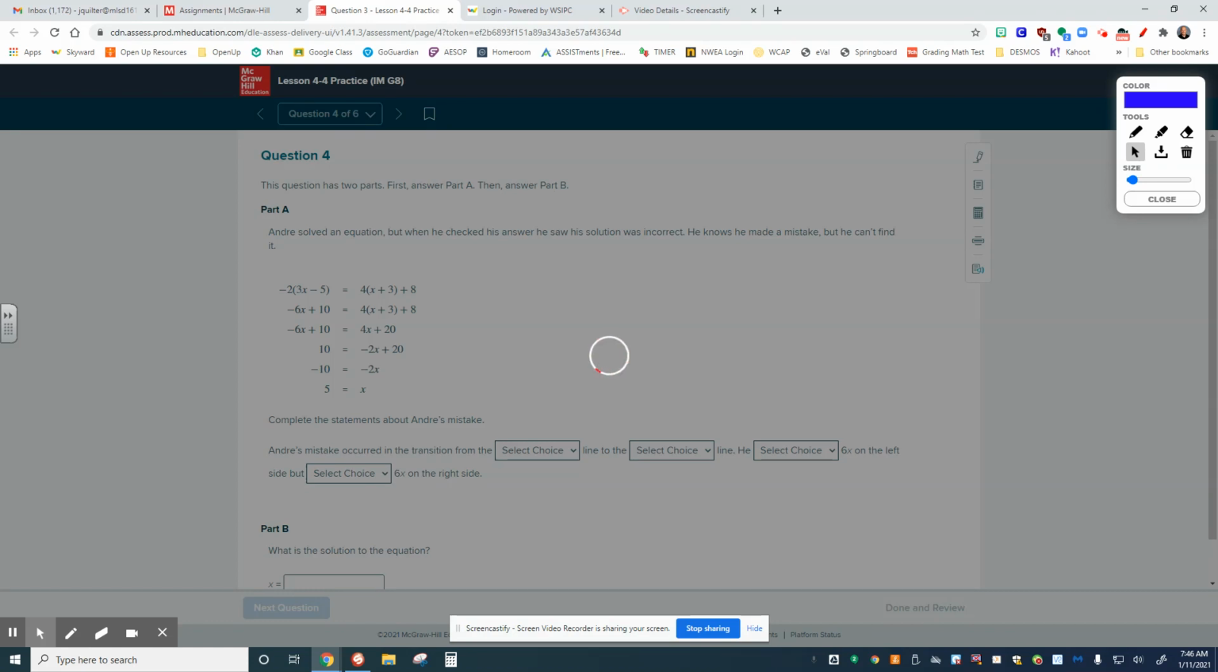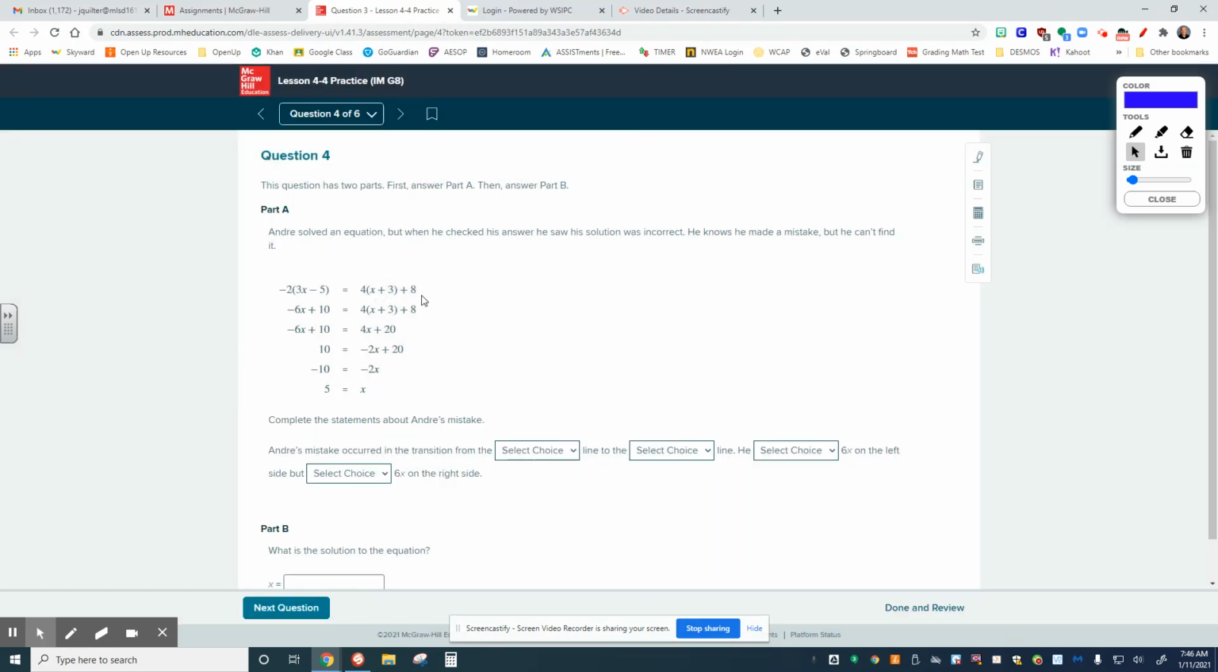First thing, we see that we go from parentheses to no parentheses. So let's decide, did he distribute correctly? -2 times +3 is a -6. -2 times a -5 is a +10. Cool, that was good. The next side, 4 times x plus 3 plus 8. It looks like he didn't do anything there yet, didn't change anything.